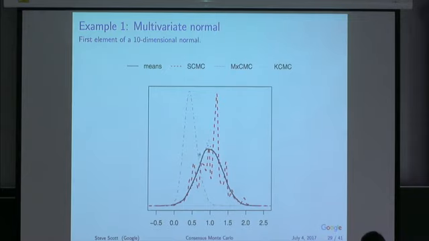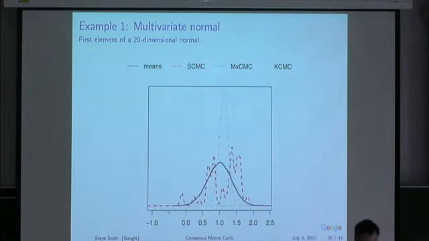The mixture distribution correctly identifies that there's only one normal in this mixture, and so it gets the right answer as well. And again, when we bump things up to 20 dimensions, things are similarly bad.